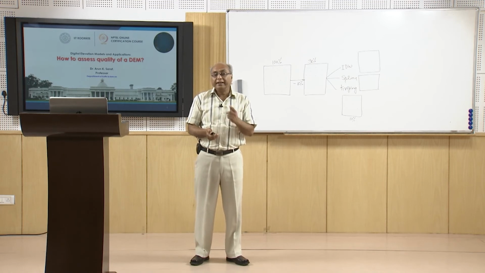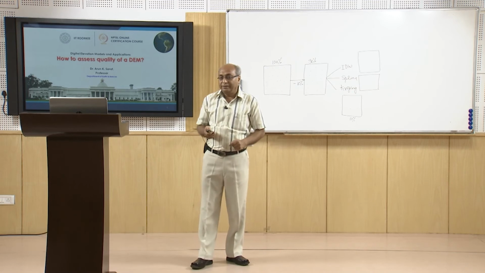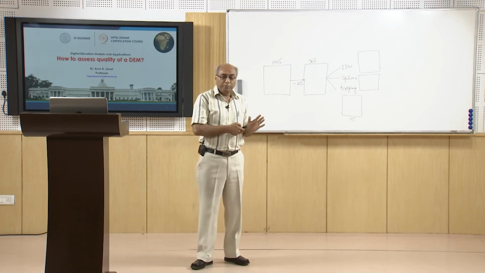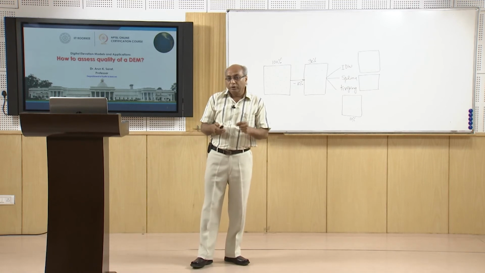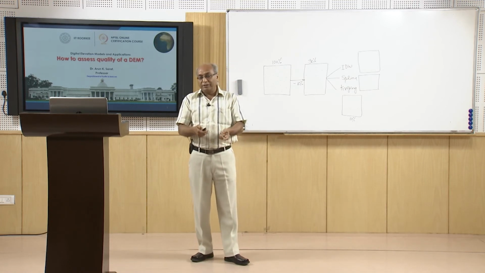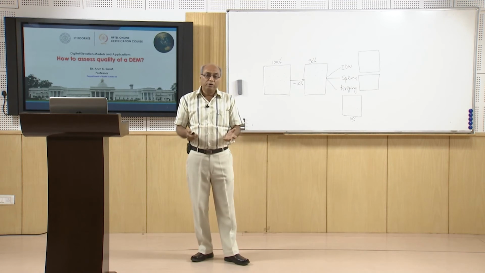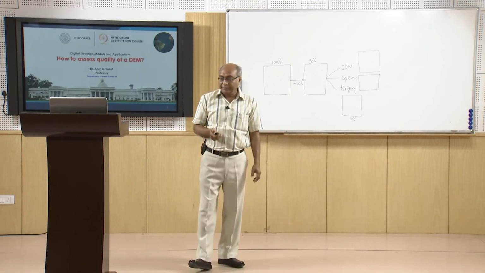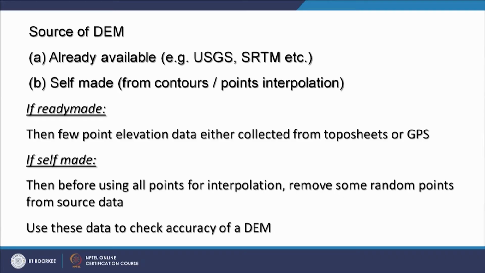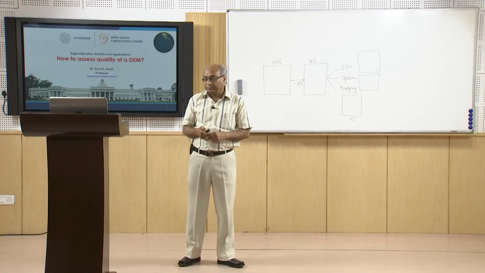And how that can be assessed, we will discuss a little later, almost implying the same thing, but the data has to come from some other source. Because if the data is coming from the same source, then it will not reflect the errors. So we will see a little later. So use these data to check the accuracy of a DEM. These kinds of checks or processes can allow us to check the accuracy of a digital elevation model.